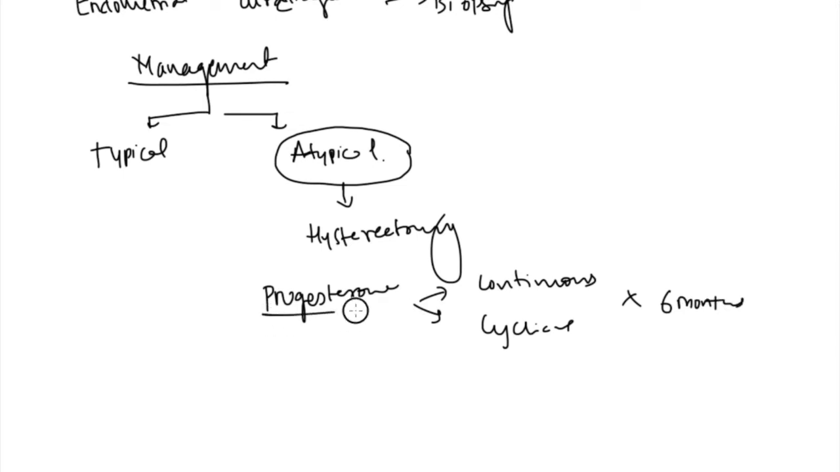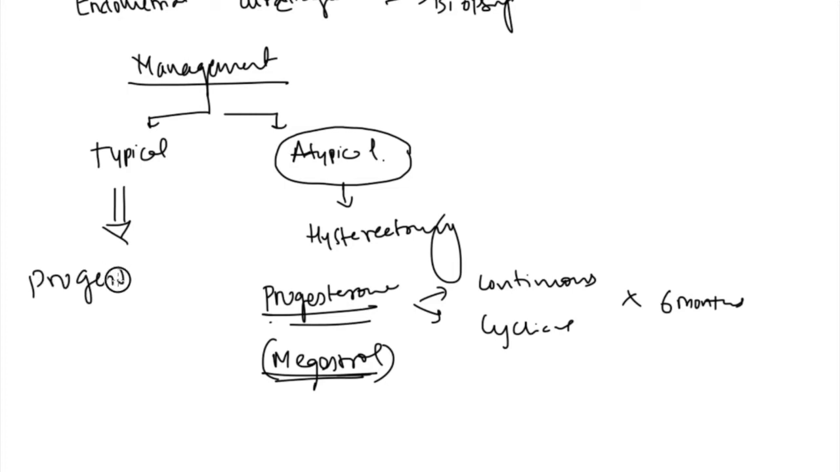So which progesterone is given here? That is called megestrol. Here that progesterone has a specific name. It is called megestrol. Now otherwise, for typical cells, you can just manage here with progesterone only.